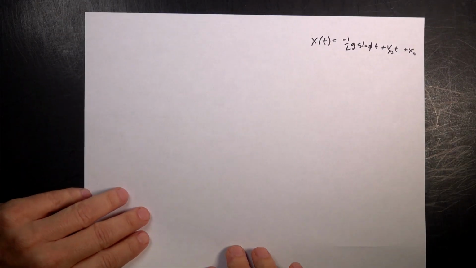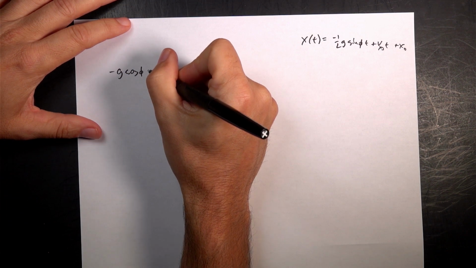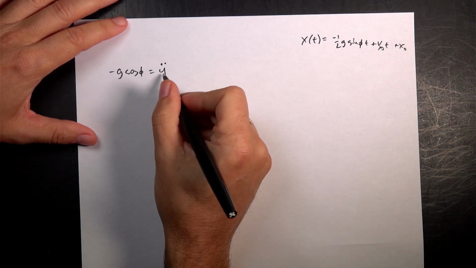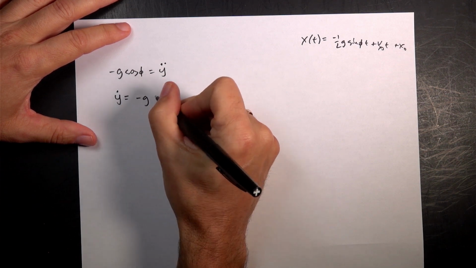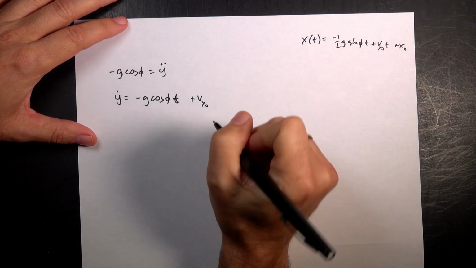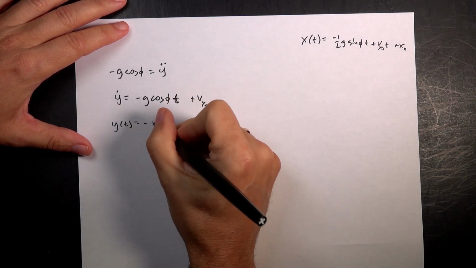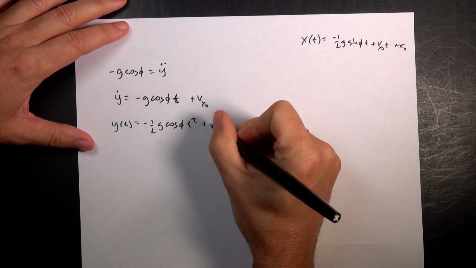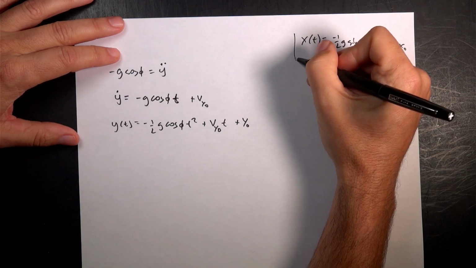And then my y equation looked like this: -g cosine phi equals y double dot. So I can integrate once on both sides. I get y dot as a function of t: -g cosine phi t plus vy0. Same idea, because it's the same equation. And then y as a function of t is -1/2 g cosine phi t squared plus vy0 t plus y0. So these are my two equations.